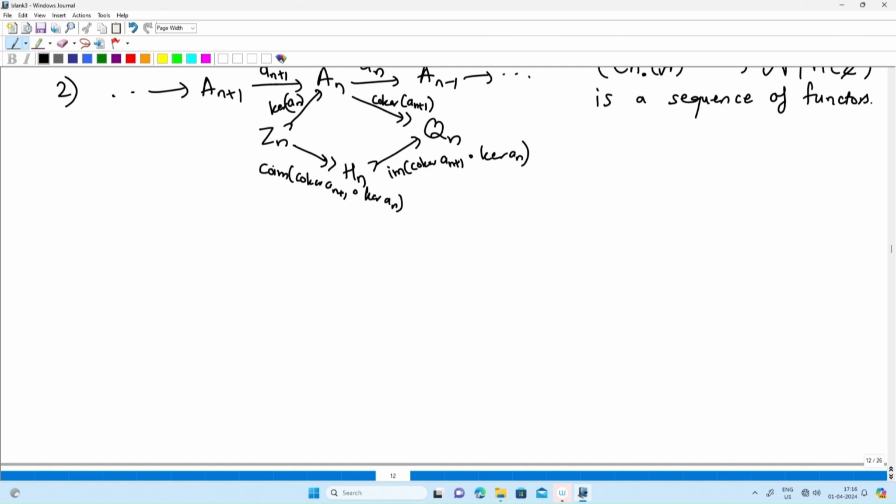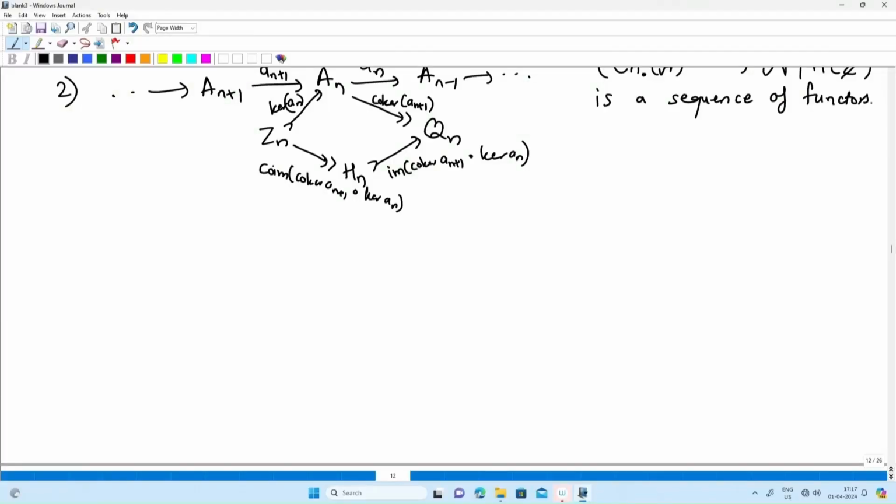Let's recall something quickly. A is given to be an abelian category, so we can form the category of chain complexes from that. The category of chain complexes is also an abelian category. So in that category we can define the notion of an exact sequence. Let me write down the statement that we want to prove.